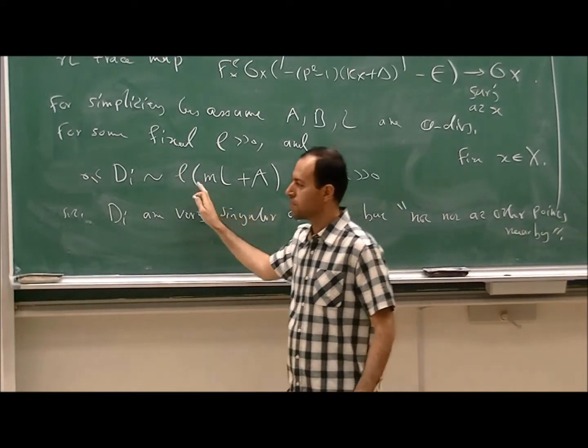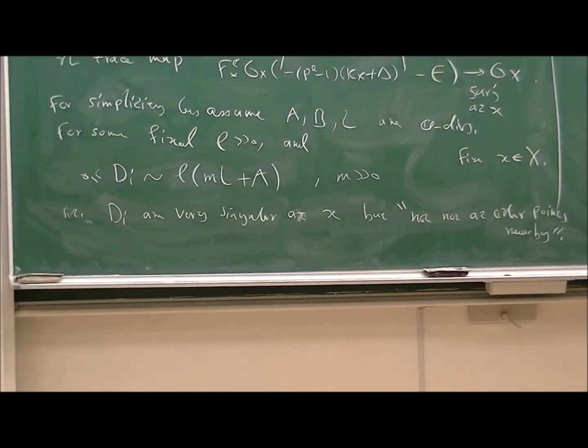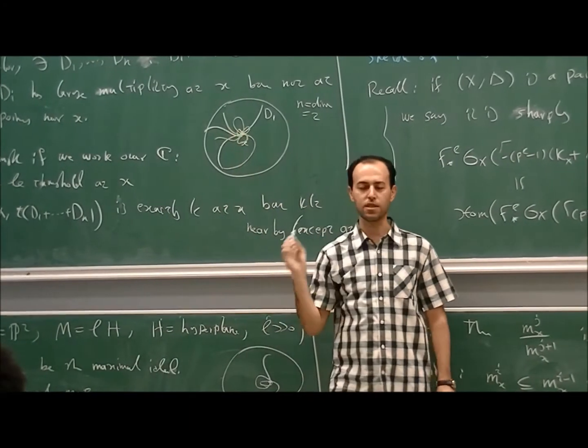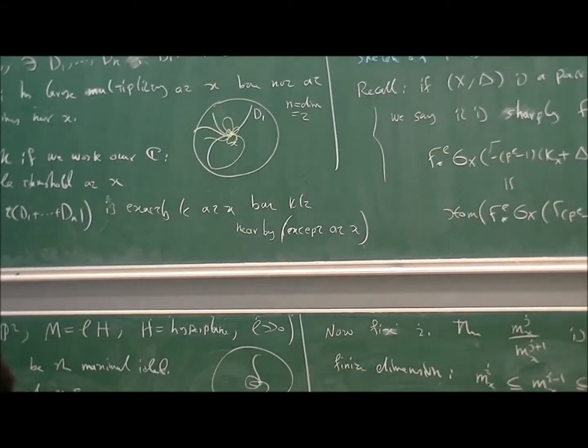So these are chosen exactly just like in this picture here. I'm taking all the divisors so that I have a very large multiplicity concentrated at that exact point.